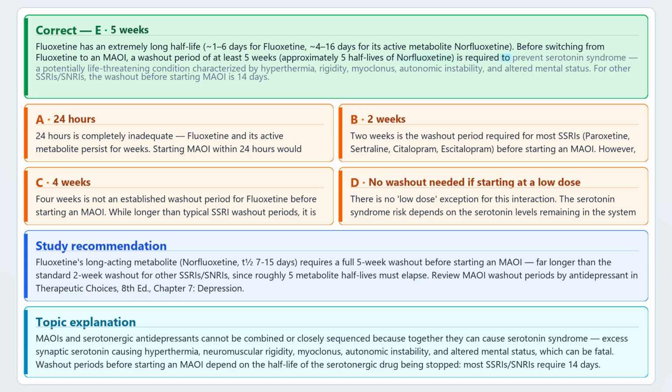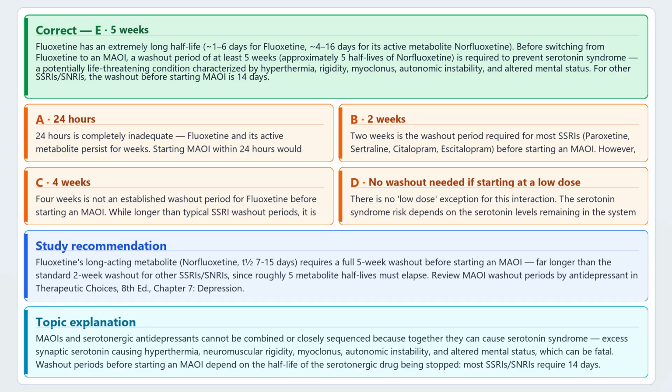is required to prevent serotonin syndrome, a potentially life-threatening condition characterized by hyperthermia, rigidity, myoclonus, autonomic instability, and altered mental status. For other SSRIs and SNRIs, the washout before starting an MAOI is 14 days. If you chose a different option, feel free to pause here and review the comments for each answer and the study recommendation below.